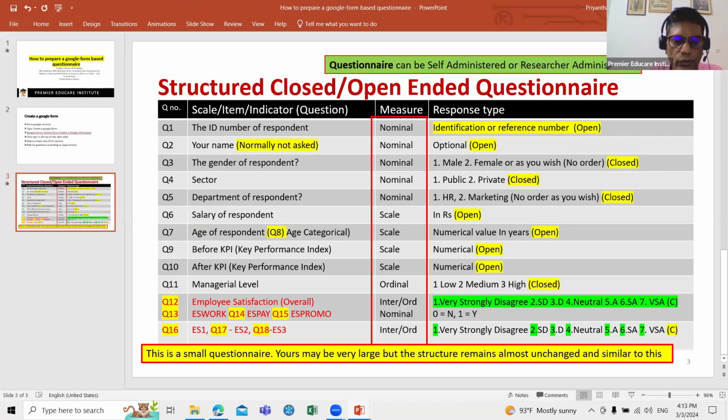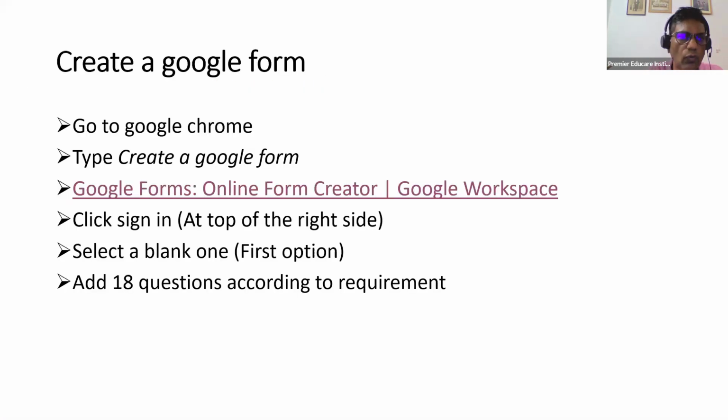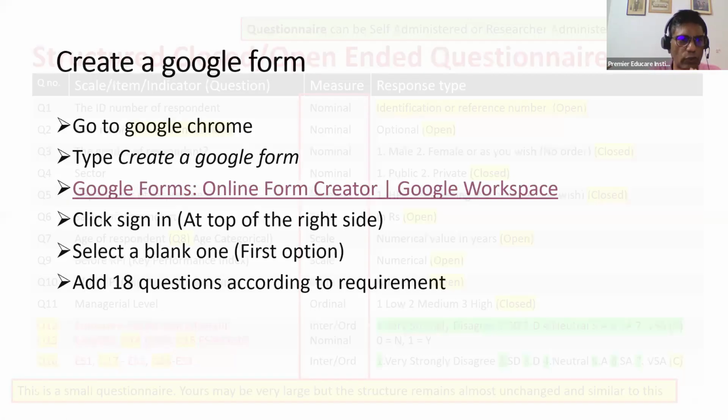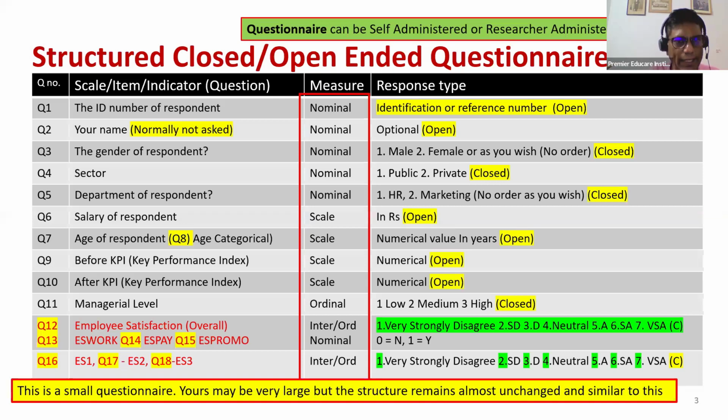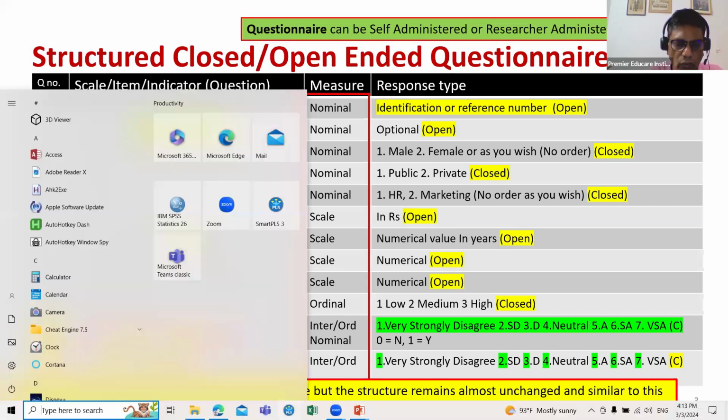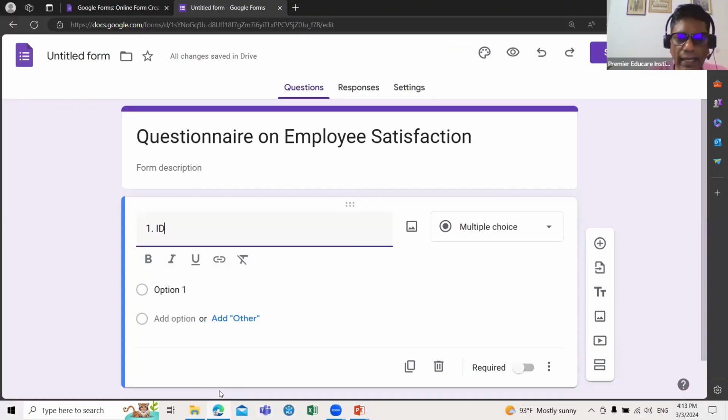I am going to fill up this one, question number 1 up to question number 18, right? Okay, let's go. Right, now question number 1 is ID number, right?